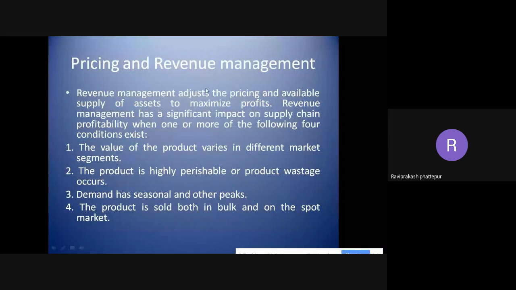Okay. Then pricing and revenue management. What is pricing here? We are seeing how the price has an impact on the revenue. Revenue in the sense of what we are getting inwards, the profits, which we can call revenue. Then pricing, so how the prices will fluctuate for the various products.